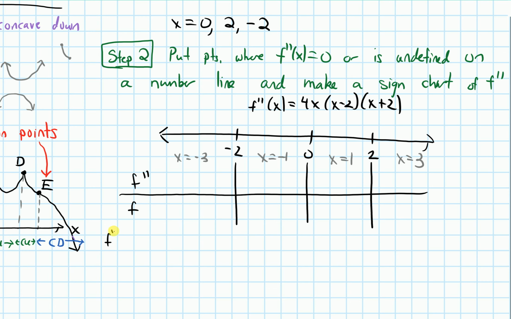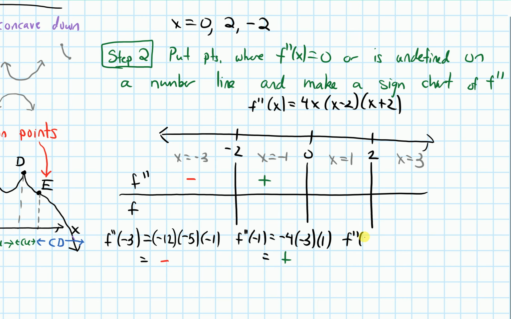So let's first look at the second derivative and plug in negative 3. So 4 times negative 3 is negative 12. Negative 3 minus 2 is negative 5. And then negative 3 plus 2 is negative 1. So overall, we have a negative times a negative times a negative, which is a negative. Okay, now let's plug in negative 1. So the second derivative evaluated at negative 1, I'm going to get negative 4 times negative 3 times positive 1. So 2 negatives make a positive. So positive here.